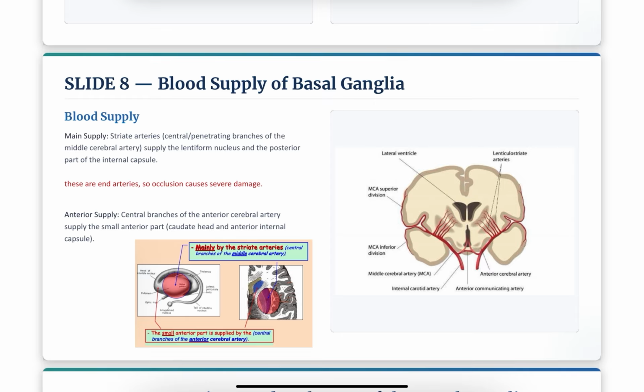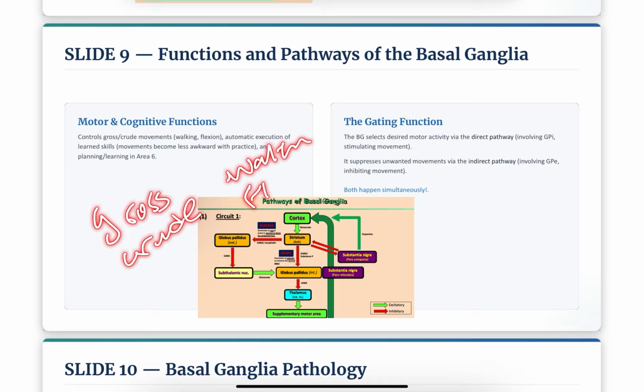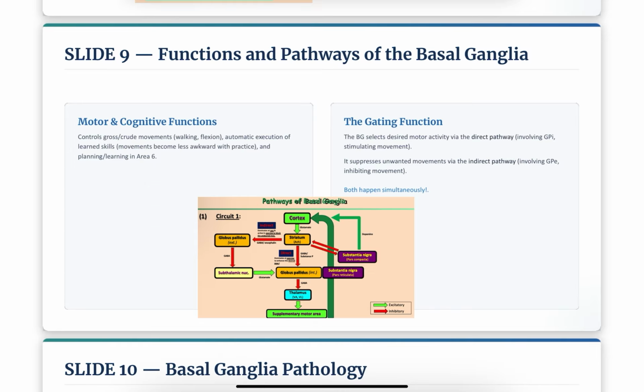Now, let's move on and talk about one of the most important concepts of the basal ganglia, which is called gating. What do I mean by gating? The basal ganglia basically helps control what? It helps to control the gross and the crude movement, like walking, flexion, the basic movement of the human species. They're also involved in another thing, which is the automatic execution of learned skills. Like movement becomes less awkward with practice.